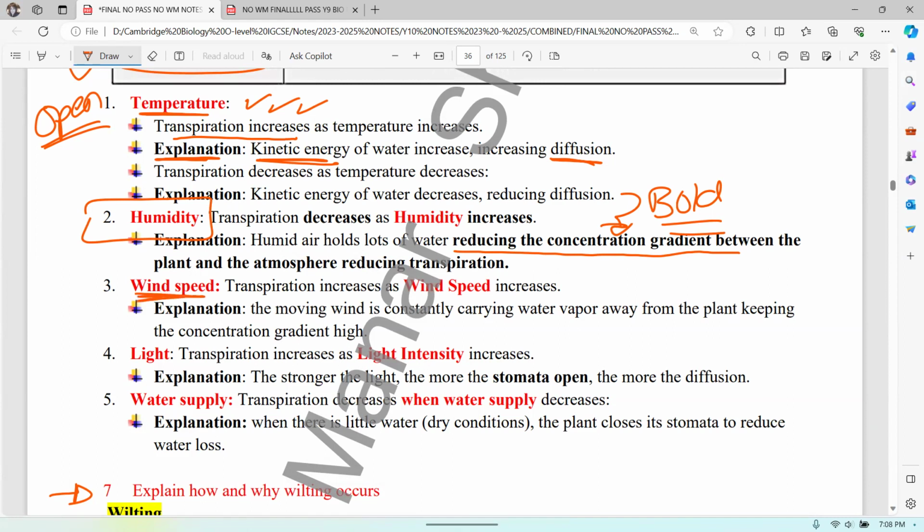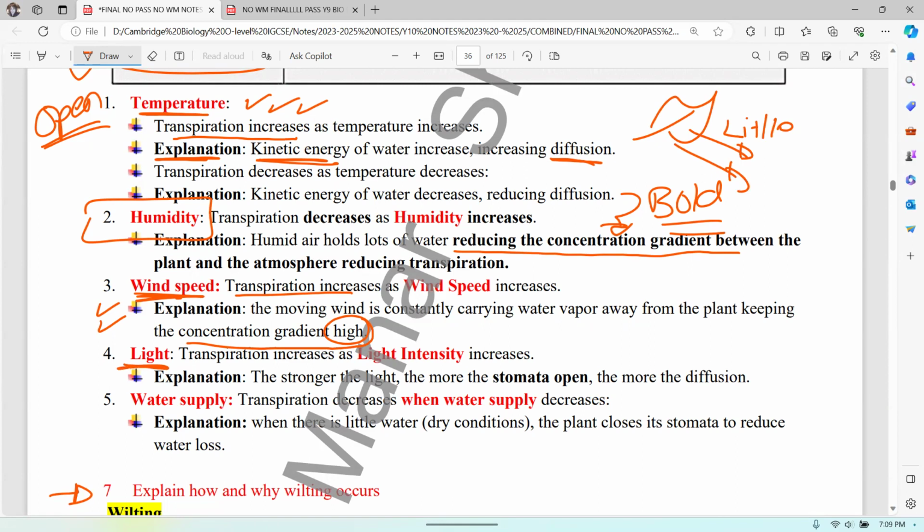When it is very windy, will this increase transpiration or reduce it? Increase it. Why? Because this is going to keep the concentration gradient very high. I hope it's clear. Or if you don't want to write that, you can say that the wind will carry the water vapor away. So I will have lots of water inside the leaf and very little water outside the leaf, so the water will keep on diffusing out.